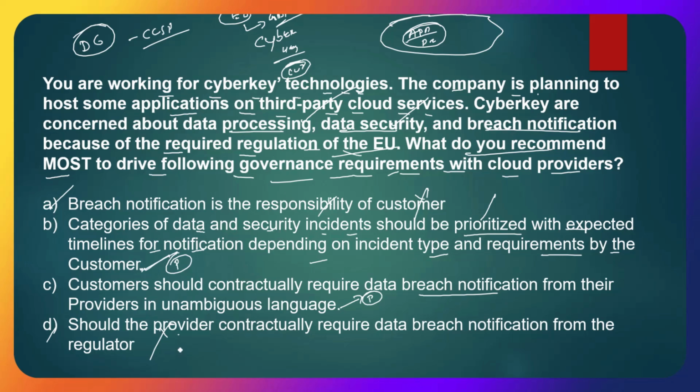That's okay. As a customer, I can do that. But where it should be captured, because I have to say this is my expectation as per my GDPR. I have to capture this expectation in the form of what contract. So that is why C makes more sense. So I go for option C, because the customer should contractually require data breach notification to be specified in the contract from their providers in unambiguous language. That is why the answer is C for Charlie.